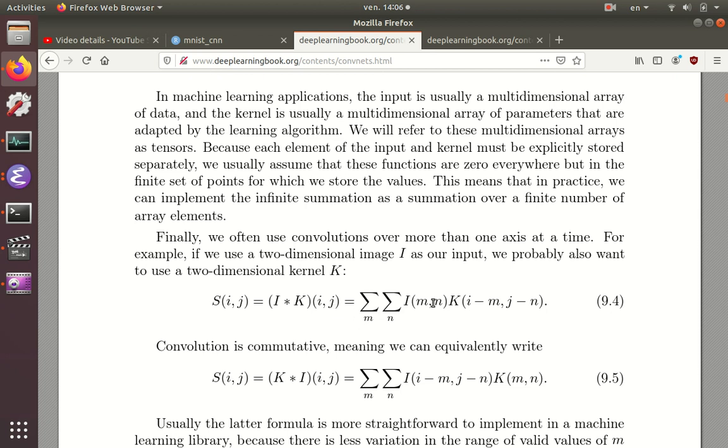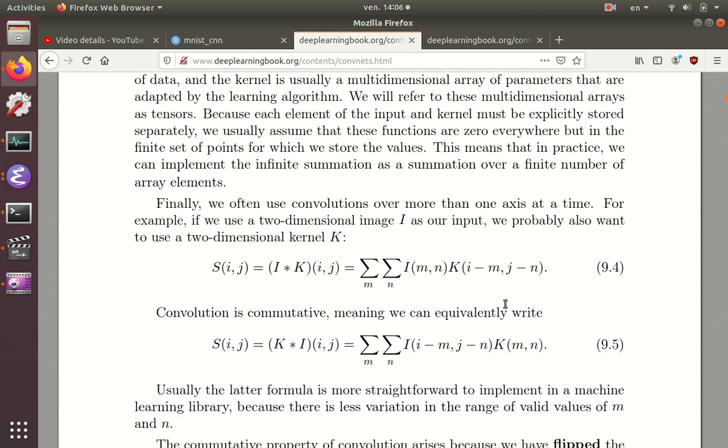And then what we're going to do is look at the values of the image in those corresponding neighboring pixels around i and j, because of the m and n. And we're going to multiply by the corresponding weight in the kernel: the i minus m-th row of the kernel, and the j minus n-th column of the kernel.